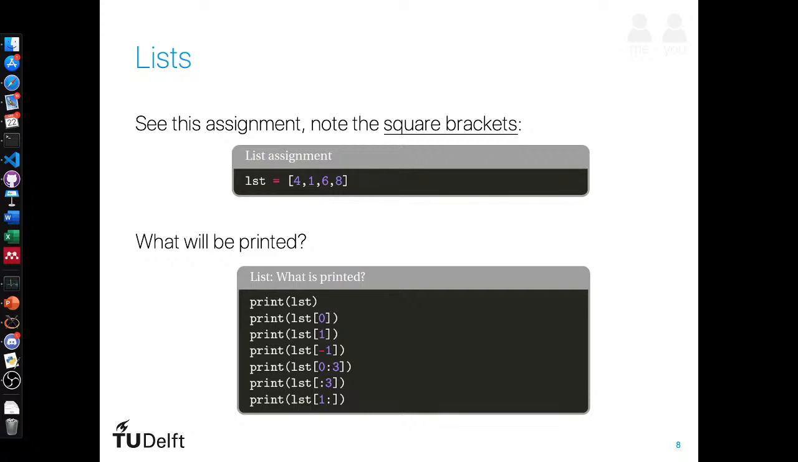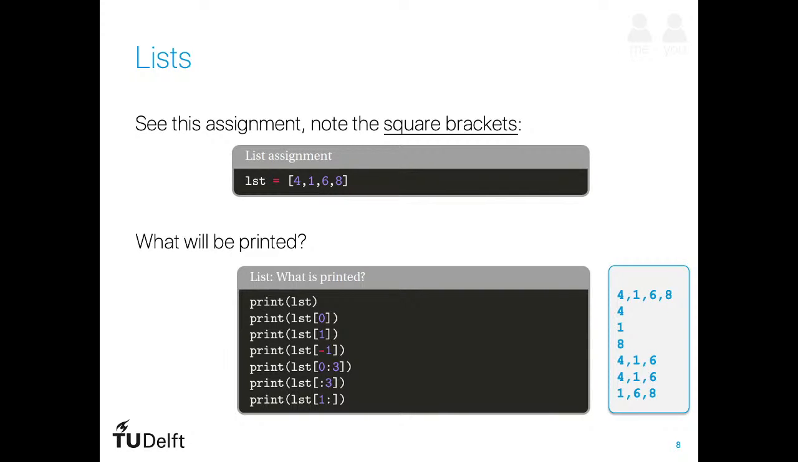Okay, I think that looks pretty good. So indeed, if you just print the whole list, which is what we do here in the first statement, then you just get the whole list, 4, 1, 6, and 8. Here we just print the first element, here just the second element. Here we print the last element, so you would get the 8.